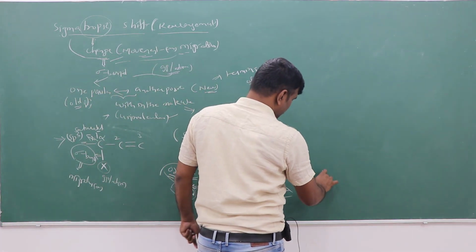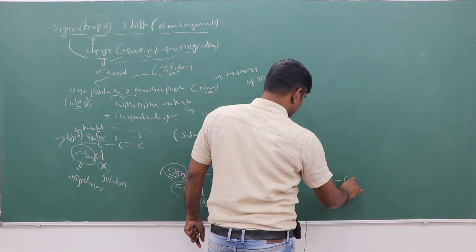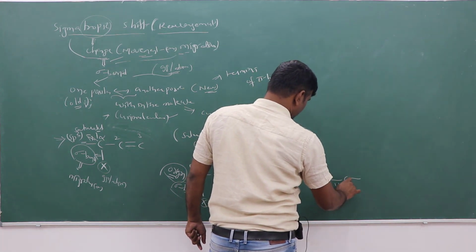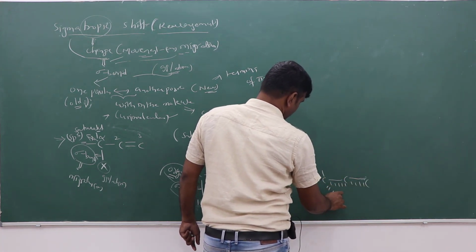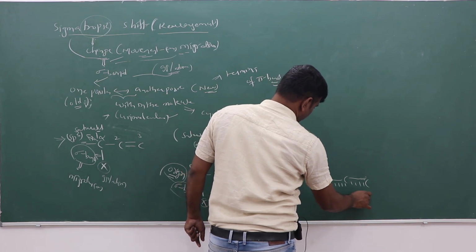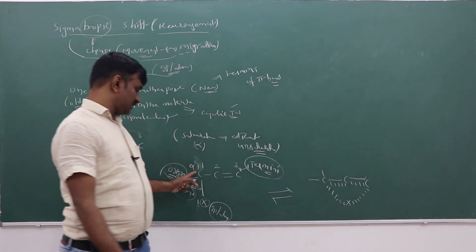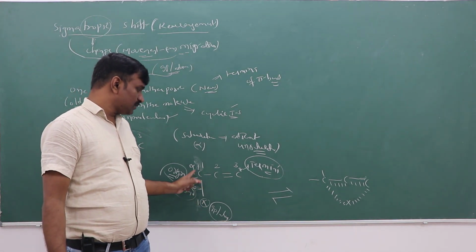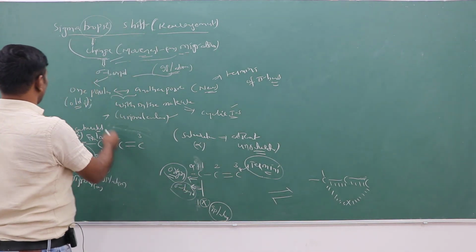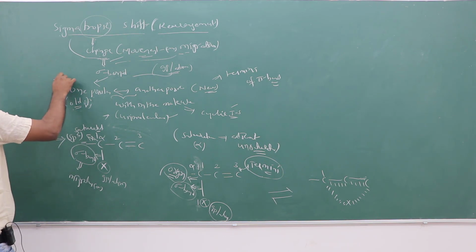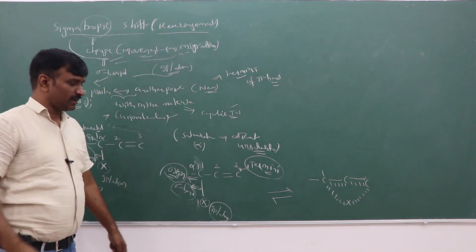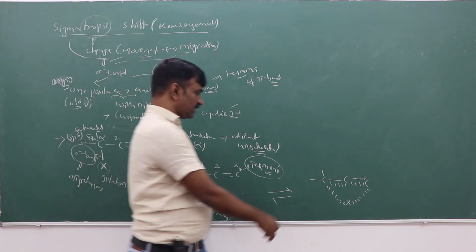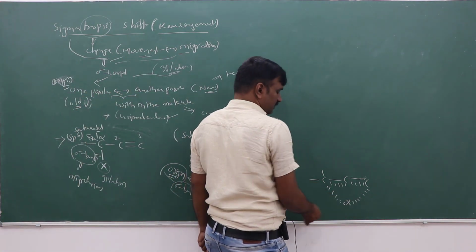What will be happening here? Through the cyclic transition state, migration of the sigma bond takes place from the origin position, that is the old position, to the termini position of the pi bond. Origin to the termini. So this migrating group or atom, that means the migrating sigma bond, moves.